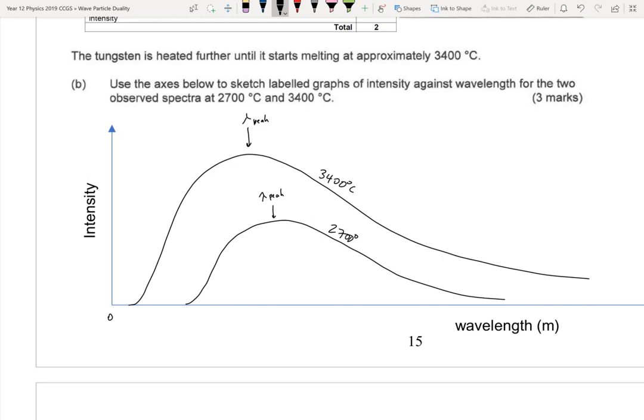All right, so it was only worth 3 marks, but there were a lot of areas where students could trip up. If this overlapped here, or if you started at 0, or if you didn't label them, or if your peak wavelengths were at the same spot. So it's a bit of a tricky kind of question to draw these curves in.